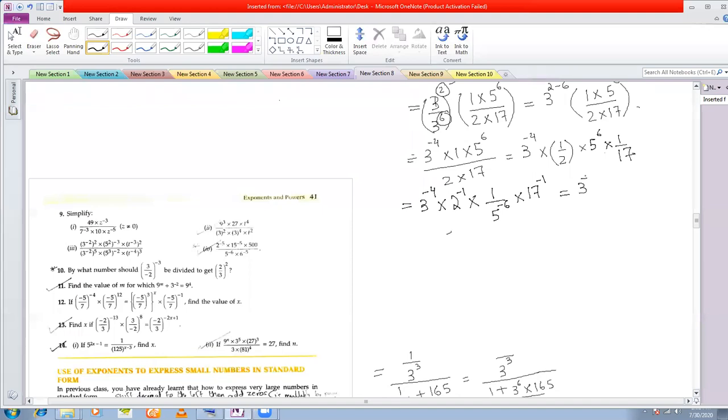So that means this is your answer. 3 to the power of minus 4 into 2 to the power of minus 1 into 17 to the power of minus 1 divided by 5 to the power of minus 6. See, all the exponents are now negative.